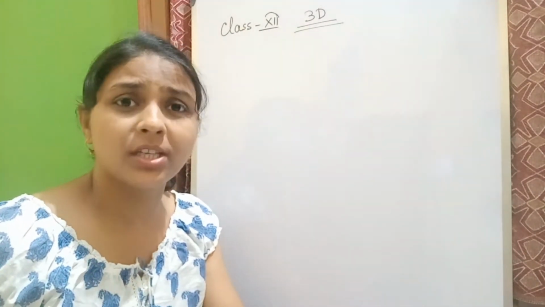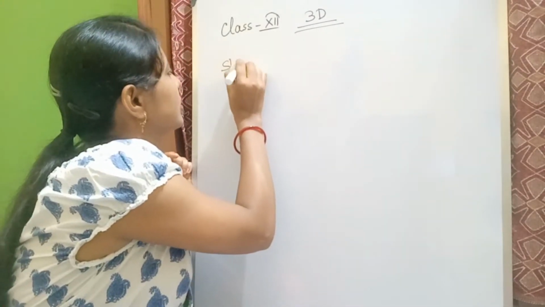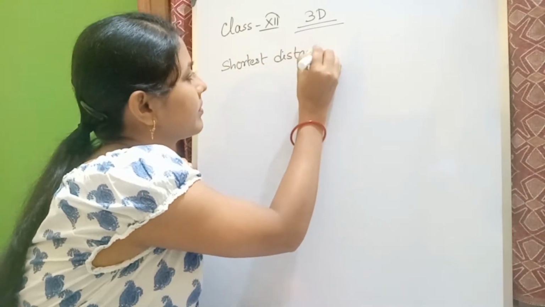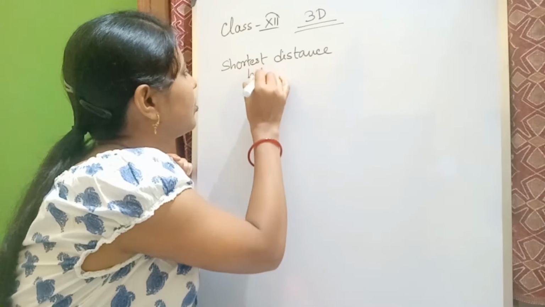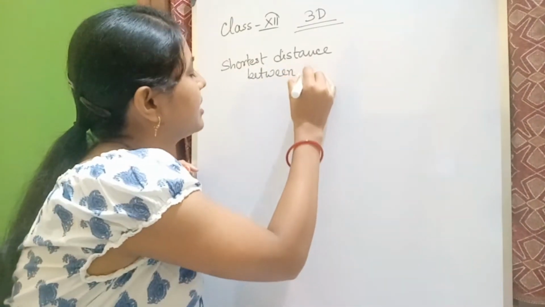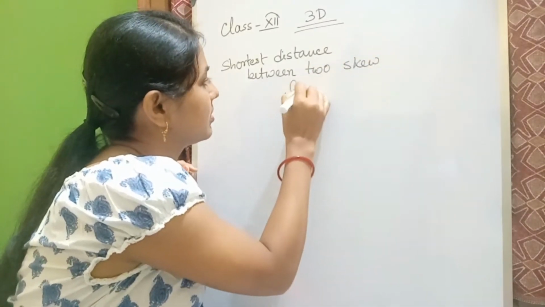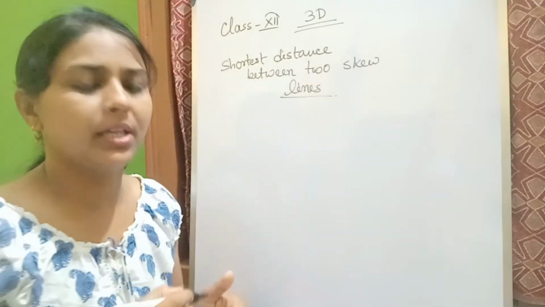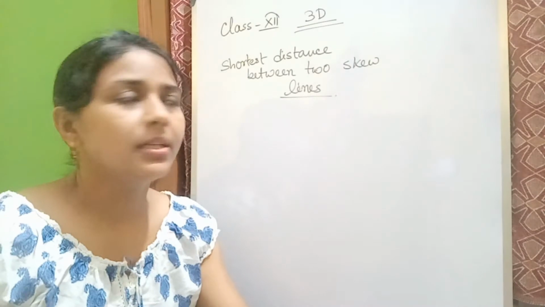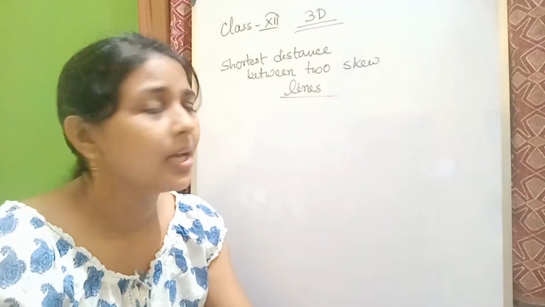The topic is shortest distance between two lines, and especially we will be doing it between two skew lines. So this will be our topic today: shortest distance between two skew lines. Now, first of all, we need to know what skew lines are.